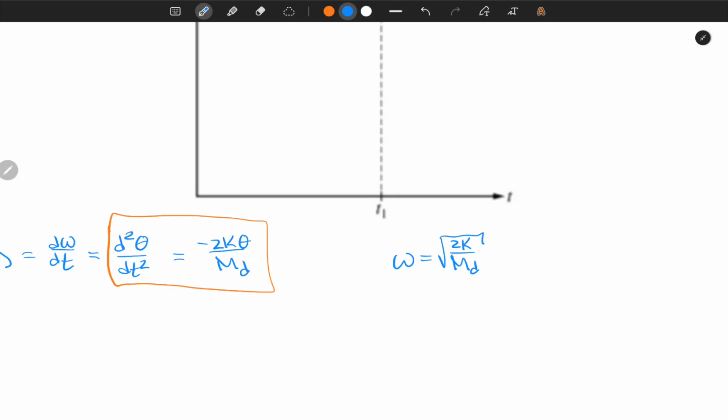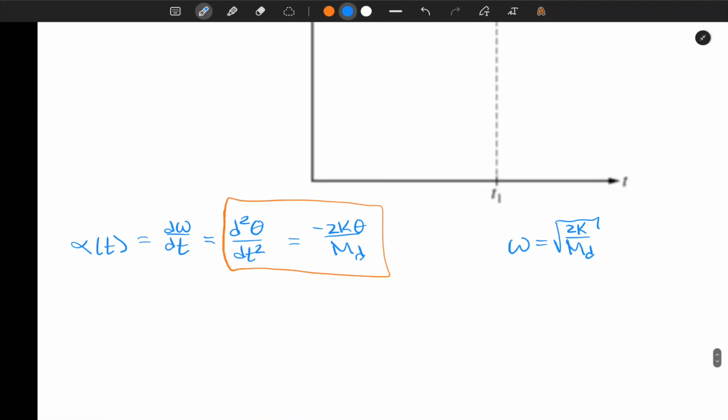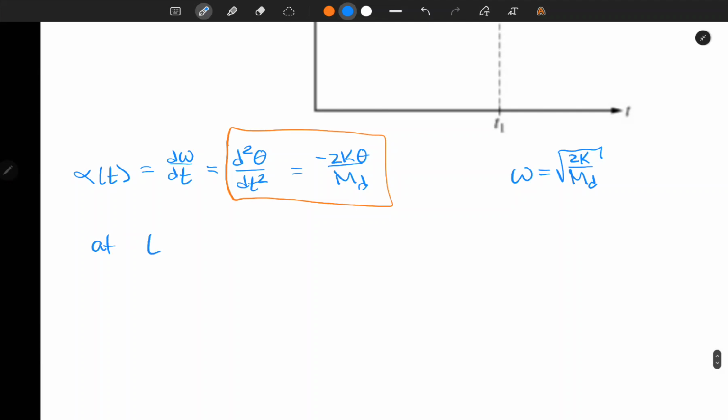And it's the square root because when we take two derivatives, we get omega squared. So the square root goes away, and that gives us the constant in front of theta on the right here. And the negative sign comes from taking two derivatives of cosine. You pick up a negative at least once when you take derivatives of cosine. We also know that at t equals 0, omega is equal to 0, and theta has its largest value. So theta is at a maximum at t equals 0.